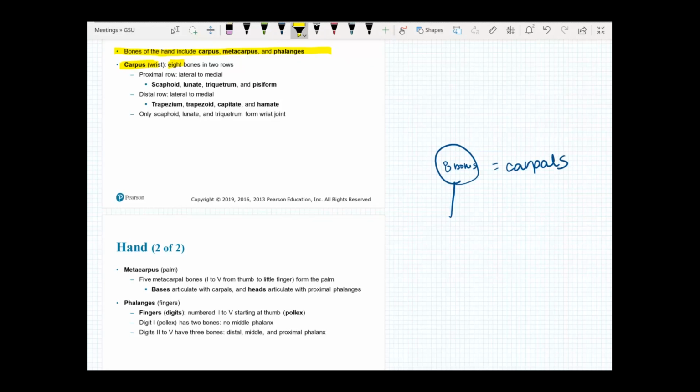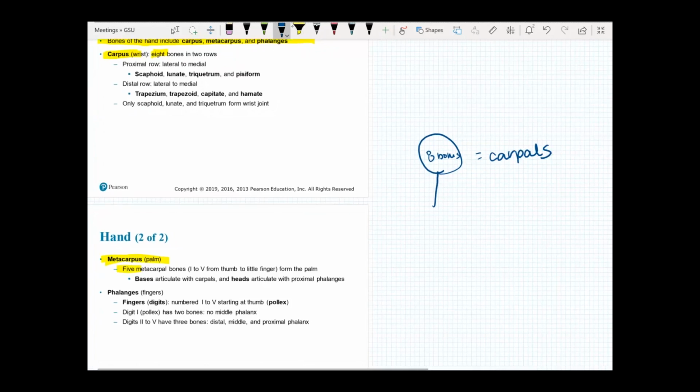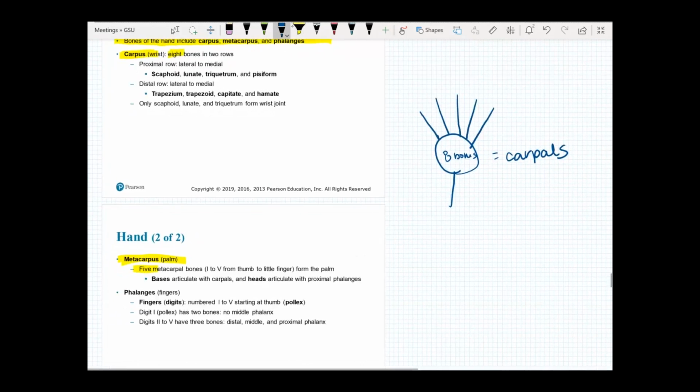And then you're going to have the palm of your hand, which is your metacarpals, and there are 5 metacarpals. So you will have 1, 2, 3, 4, 5. And then you're going to have 14 phalanges, and these are going to be numbered 1 to 5. Your thumb will be called your pollex. So that's going to be a different term. Your thumb is called the pollex.